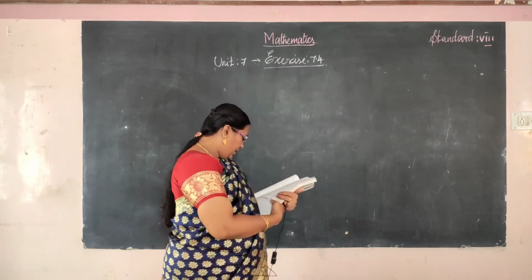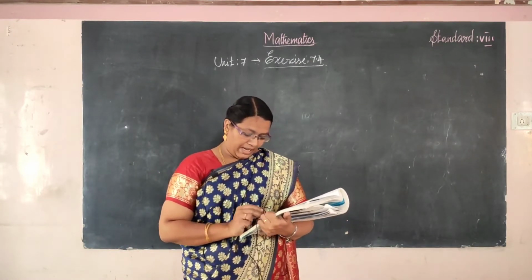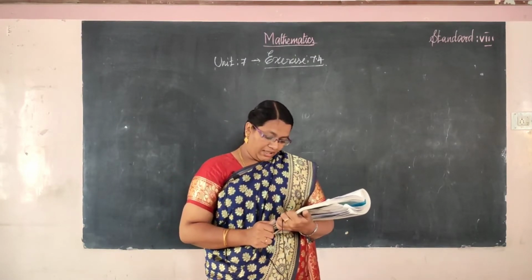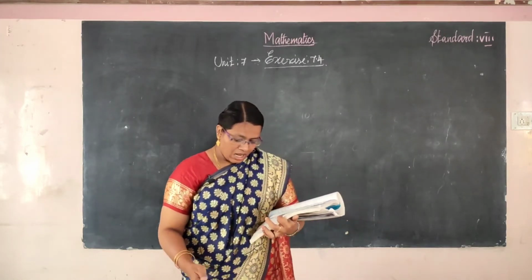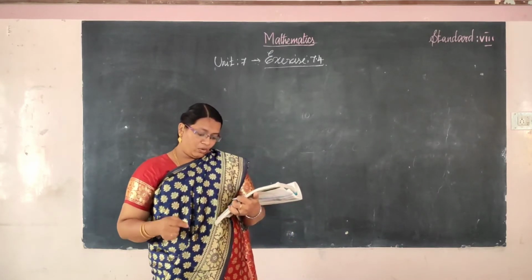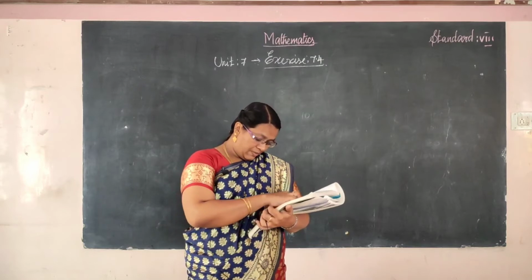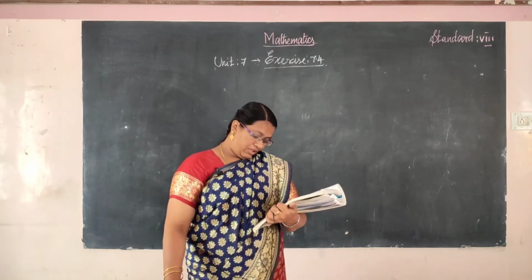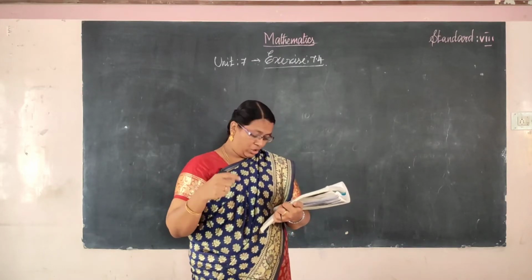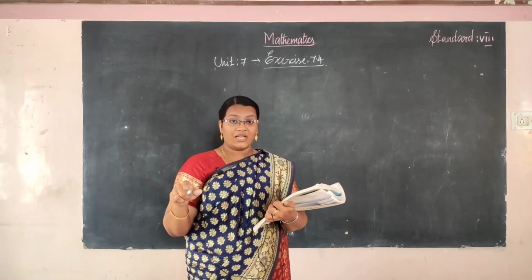Sixth problem. Ayan sold a watch to Vinit at a gain of 12% and Vinit sold it to Priya at a loss of 5%. If Priya paid rupees 1330 for it, how much did Vinit pay for the watch? So Ayan sold a watch to Vinit at a gain of 12%.